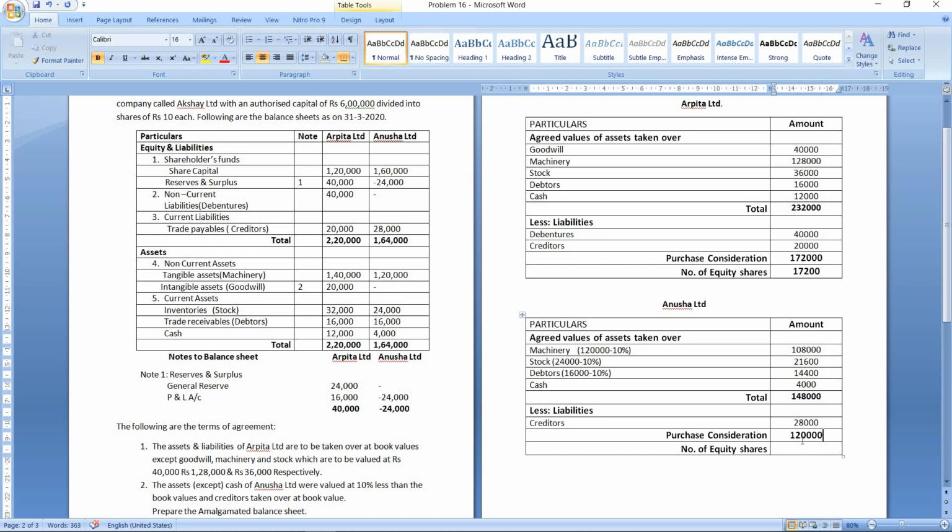Again we will calculate number of equity shares. This is the purchase consideration which is going to be paid in equity shares, divided by the face value of share. So 1,20,000 divided by 10, that will be 12,000 shares. So we have calculated purchase consideration and number of equity shares of both the companies. Now let us prepare the amalgamated balance sheet.